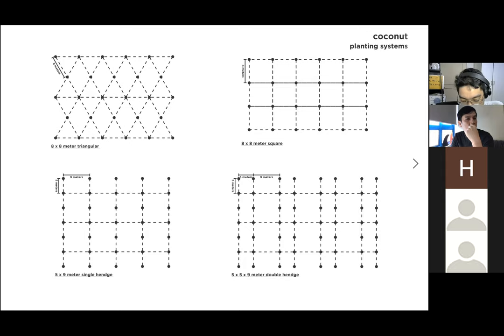So these are the different possible planting systems to yield the maximum or best amount of coconuts. So they have different types. The reason for this is because it's common for coconuts to be planted with other plants. So they usually plant it with plants like coffee or abaca.